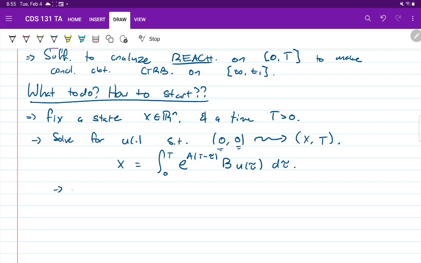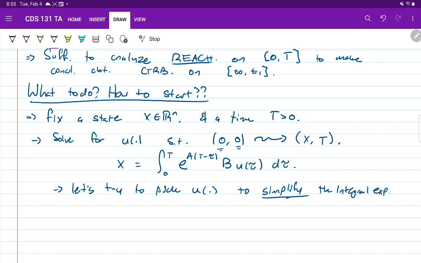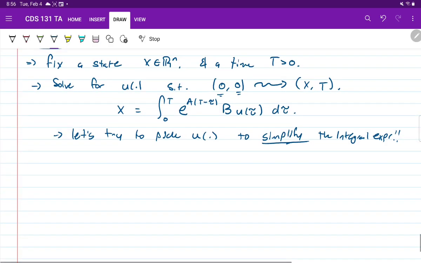Well, there's a couple things that we could do, right? So let's try to pick u to really simplify the integral expression. Okay, so currently this expression is a little bit complex, right? u is embedded inside that integral, and as a consequence, we can't just do any simple tricks like matrix inversion to actually solve for what this input u needs to be, all right?